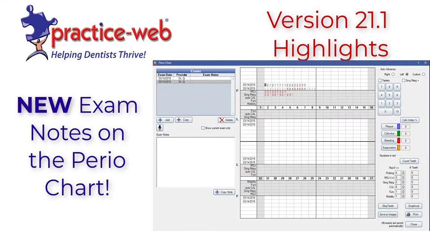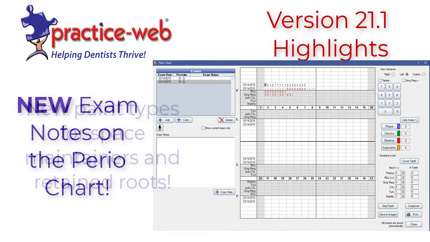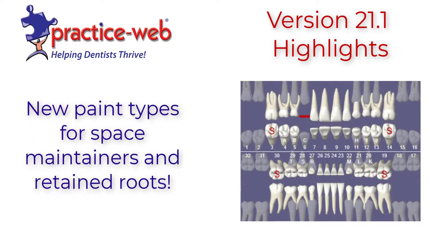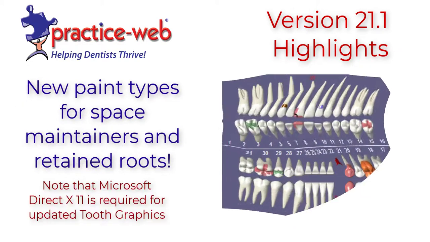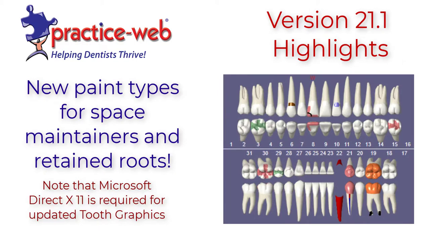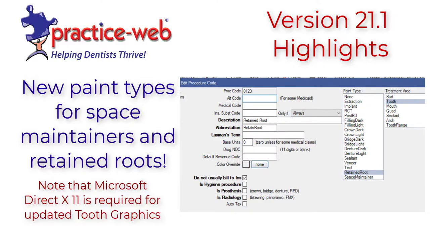You can now more easily achieve a paperless office with Perio exam notes. Exam notes are conveniently located on the Perio chart, so they can be entered at the same time as the exam. There are also new paint types for space maintainers and retain roots to show on the graphical tooth chart. These paint types can be set up under Procedure Codes and Paint Types.